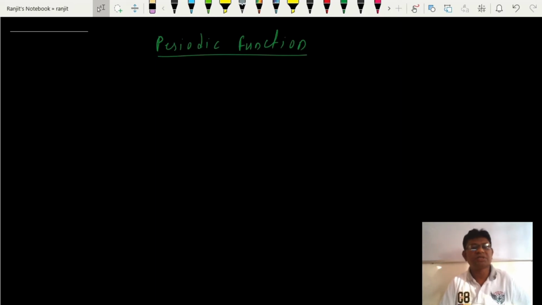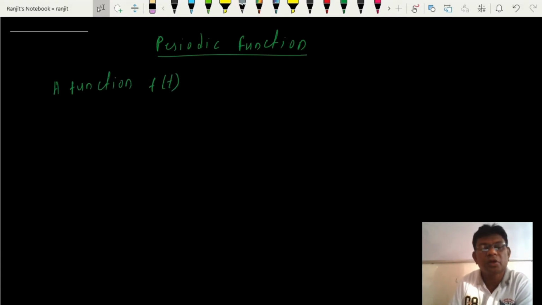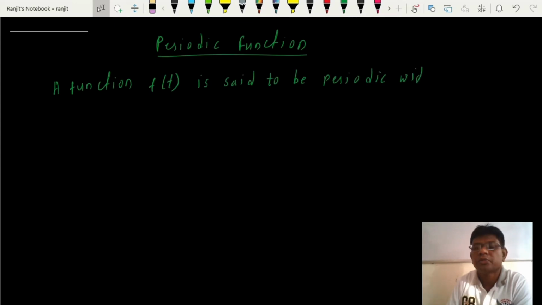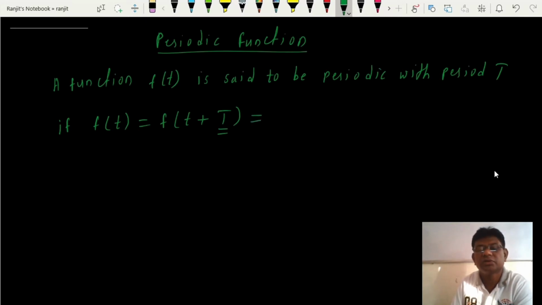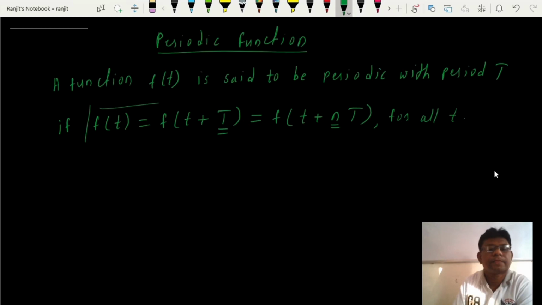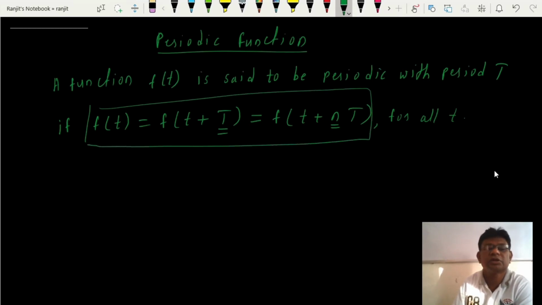In today's lecture, we will see the Laplace transform of a periodic function. Now, what is a periodic function? A function f(t) is said to be periodic with period capital T if f(t) = f(t + T), where T is a positive real number. Now this is equal to f(t + nT), where n is a natural number, for all t. This is the definition of the periodic function.